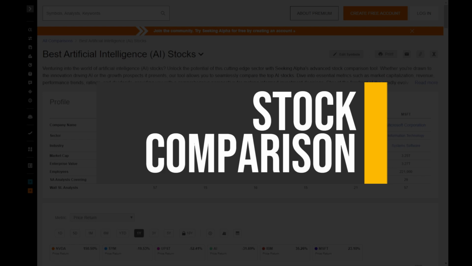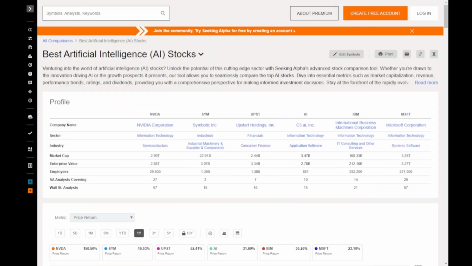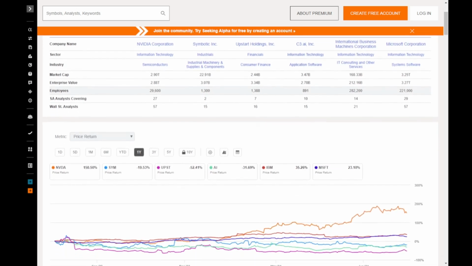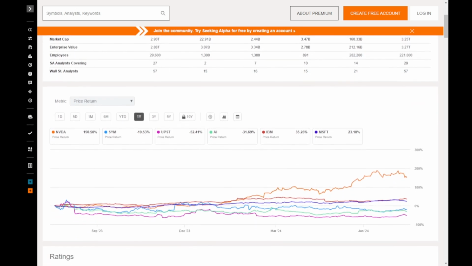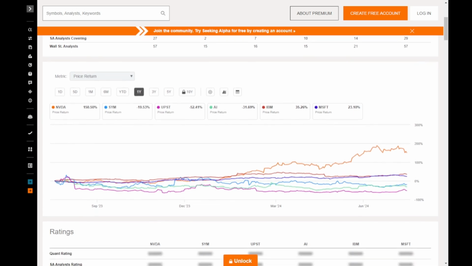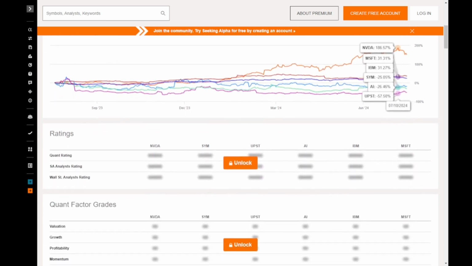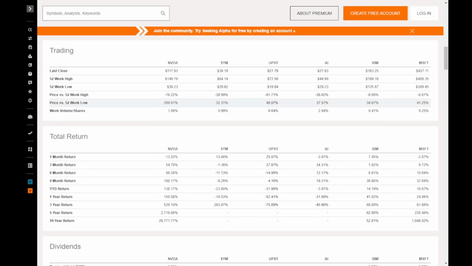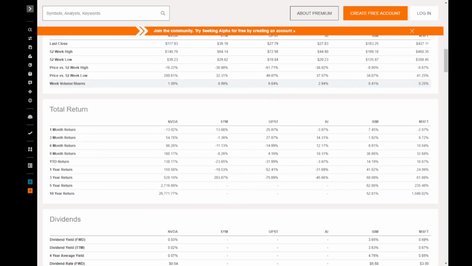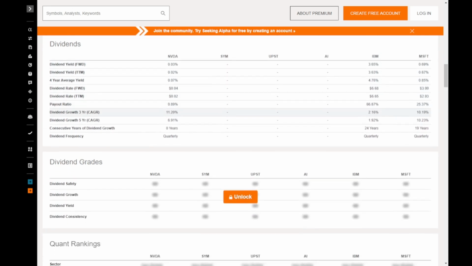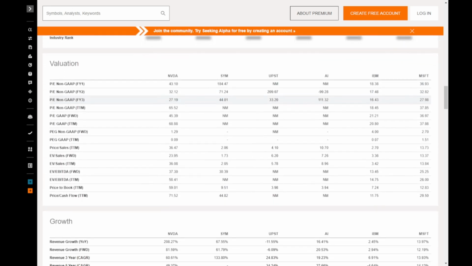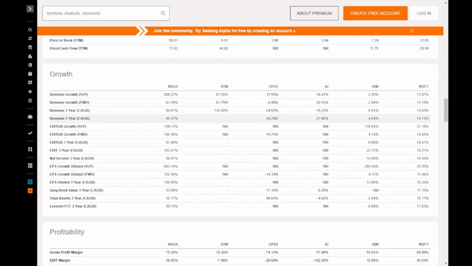Stock comparison. Seeking Alpha allows users to compare and analyze multiple stocks side by side, considering factors such as valuation, financial metrics, analyst ratings, and performance. The stock comparison tool enables investors to make more informed decisions by evaluating the relative strengths and weaknesses of different companies. It helps in identifying the most attractive investment opportunities based on their specific criteria.